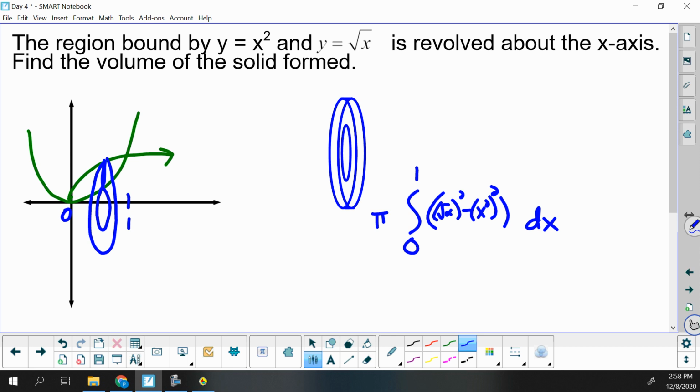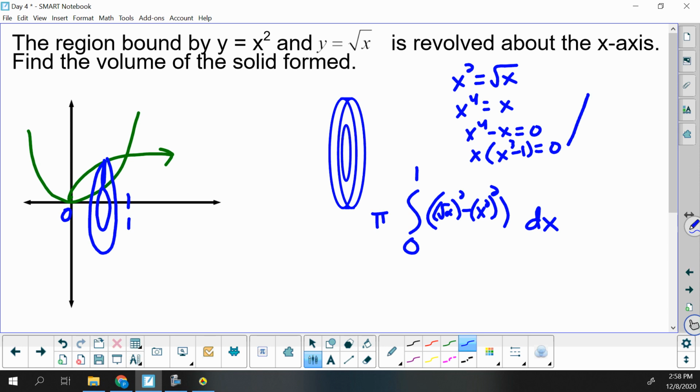Now, if you weren't sure about the 0 and 1, because it's not always going to be as straightforward as this, you would just set those two functions equal to each other. We could square both sides and get x to the fourth equals x. Subtract the x over. Pull an x out. We'll get x equals 0. Add the 1 over. And when you take the cube root, you get x equals 1. So just by setting those equal, we could get the values of x that are going to enclose the region.